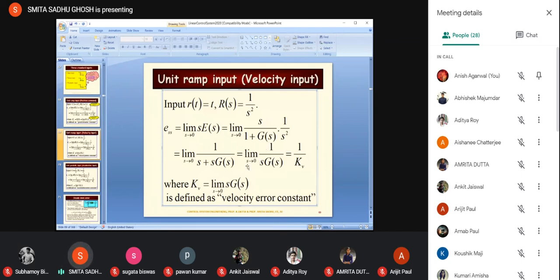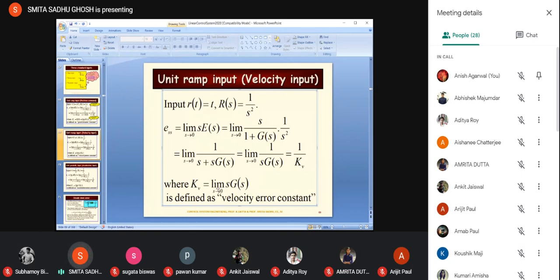And now again in the numerator, that's a constant, so the limit is going to be taken only on the denominator, and that denominator, after taking the limit, has been replaced by a notation which is Kv, which denotes the velocity error constant, and is calculated from the limit of sG(s) as s tends to 0. So Kv, that is the velocity error constant, is calculated from limit sG(s) as s tends to 0.